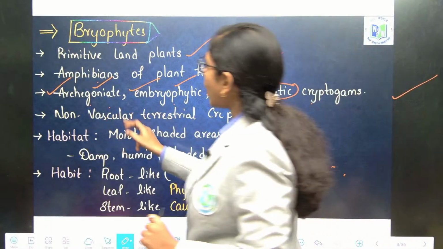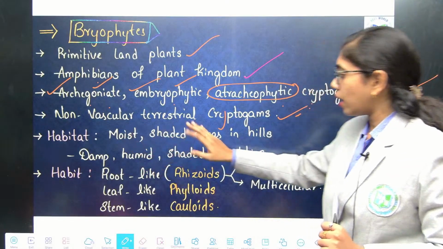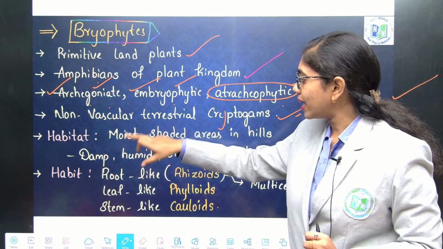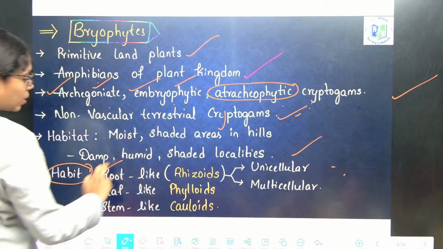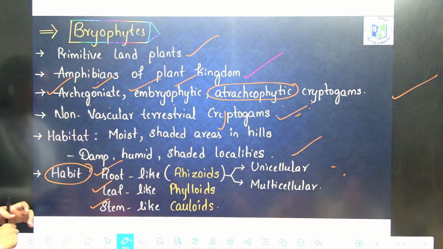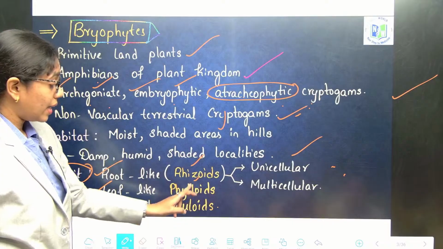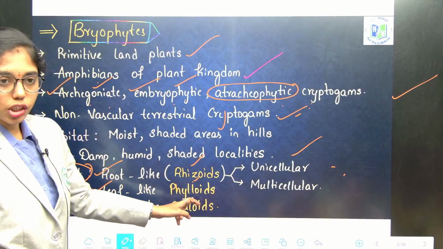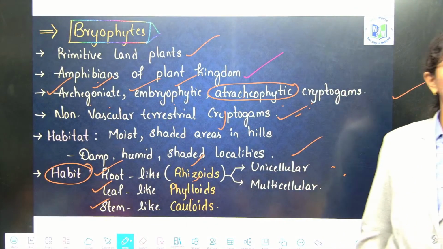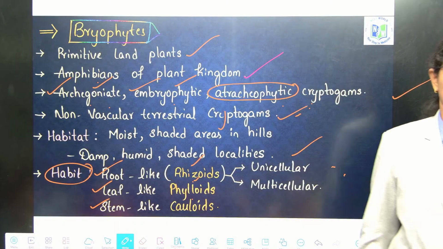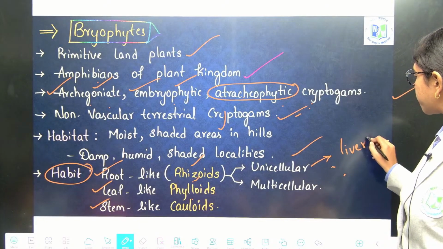Clear, no? Next, non-vascular terrestrial cryptogams, this you know, and the habitat is mostly shaded areas. They grow in damp, humid, shaded localities. Habit: if you observe, you can see root-like, leaf-like, stem-like structures. Root-like structures are rhizoids, leaf-like structures are phylloids, stem-like structures are caulloids. Clear with the intro part? And you know the two classes of bryophytes: liverworts and mosses. Mostly unicellular rhizoids you observe in liverworts.